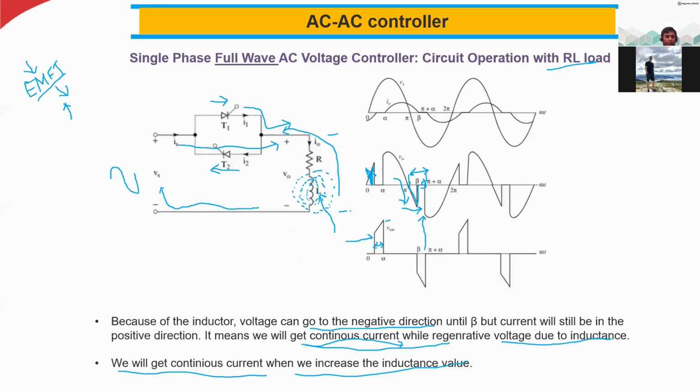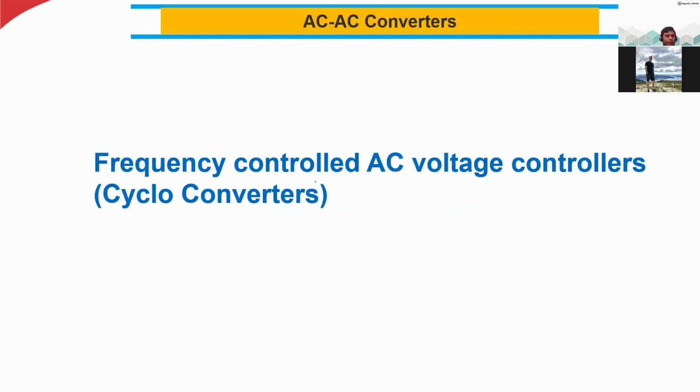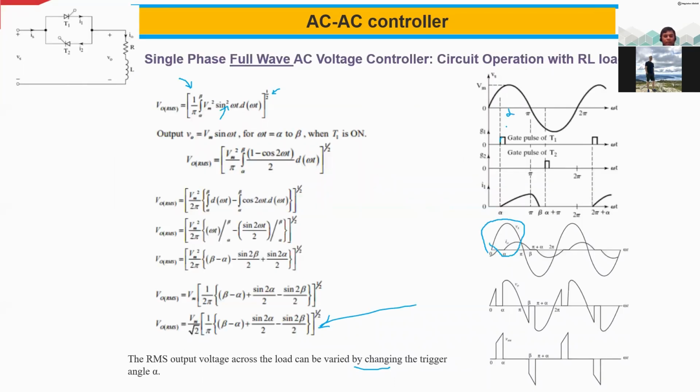This is the RMS value of the output voltage. This is just a formula to remember. The RMS output voltage across the load can be varied by changing the triggering angle as usual. By changing the triggering angle to different degrees, you change the alpha value, and based on the alpha value, you can change the output voltage. This is called phase angle controlled AC to AC converter, or we can also call this an AC to AC voltage controller.